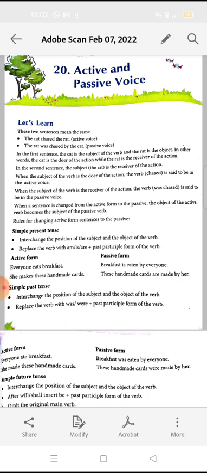Now, active and passive voice. What do we mean by it? Voice means how we speak. Usually we speak in active voice. 90% times we speak in active voice. Active voice means we first name the person doing the work, and then we say what the person did, or what the person is doing.